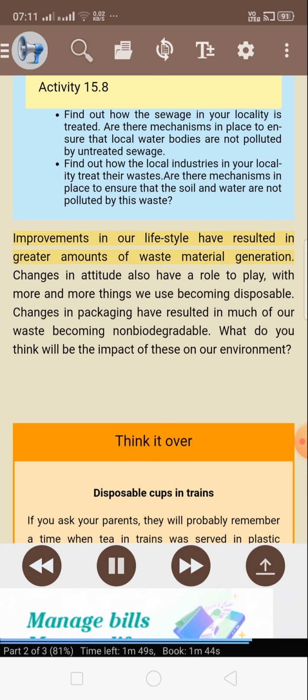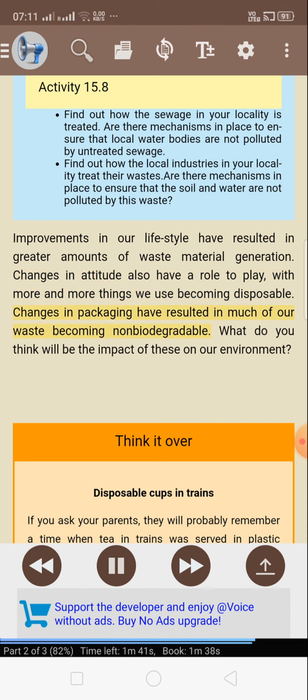Improvements in our lifestyle have resulted in greater amounts of waste material generation. Changes in attitude also have a role to play, with more and more things we use becoming disposable. Changes in packaging have resulted in much of our waste becoming non-biodegradable. What do you think will be the impact of these on our environment?